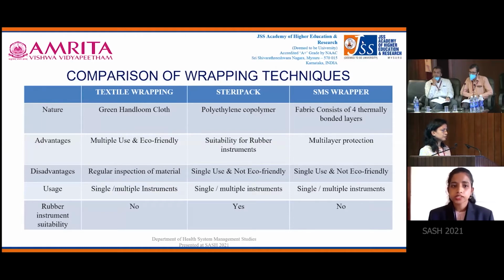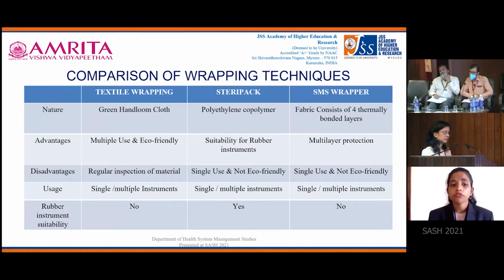Coming to the advantages, textile wrapping can be used multiple times, and it's very eco-friendly because the biomedical waste generation by the textile wrap is least as compared to the Steripack and SMS wrapper. An advantage of Steripack is that it's suitable for rubber instruments, and the SMS wrapper offers multi-layer protection as I mentioned before. The disadvantage of textile wrapping is we need to regularly inspect it for tears. Steripack's disadvantages are that it's single use and not eco-friendly. The same goes for the SMS wrapper.